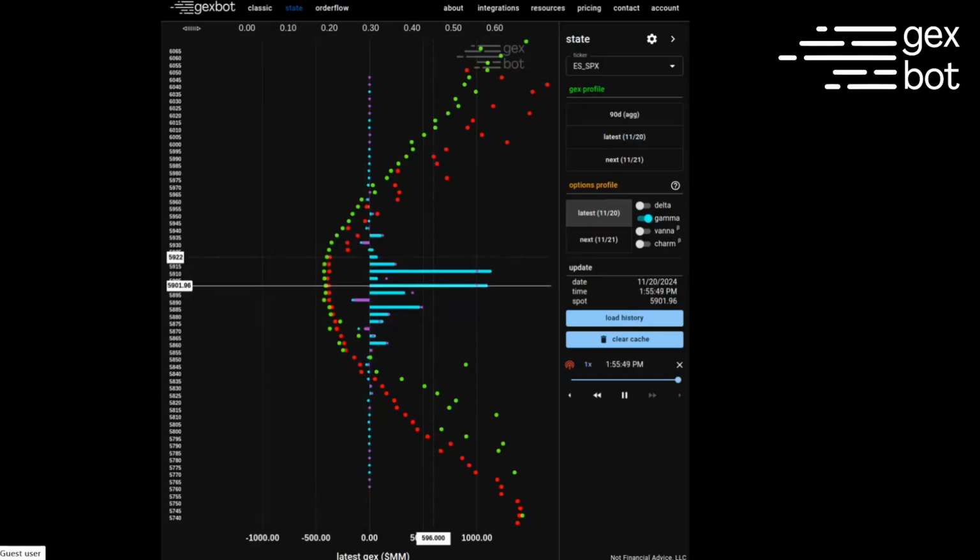And obviously, as I said before, the classic Gexbot was kind of easy to read, but now with all these tools, you guys really need time, and thank you for this explanation, because it makes our lives easier to trade every day with your tool.